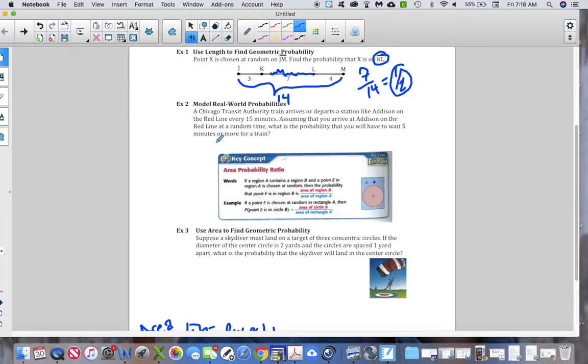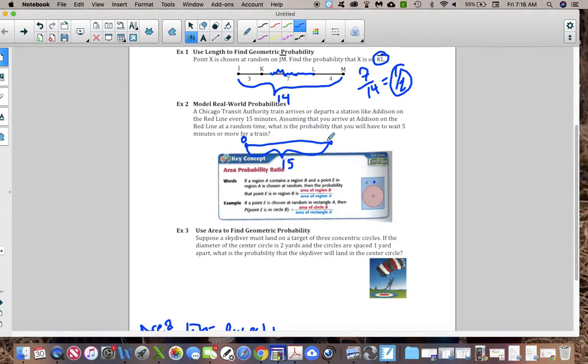Exercise 2. A Chicago Transit Authority train departs a station like Addison on the red line every 15 minutes. Since the train arrives every 15 minutes, I'm going to make a line segment that's 15 minutes long. I could arrive here where I have to wait 0 minutes for the train, or I could arrive here where one train has just left and I have to wait 15 minutes for the next train.